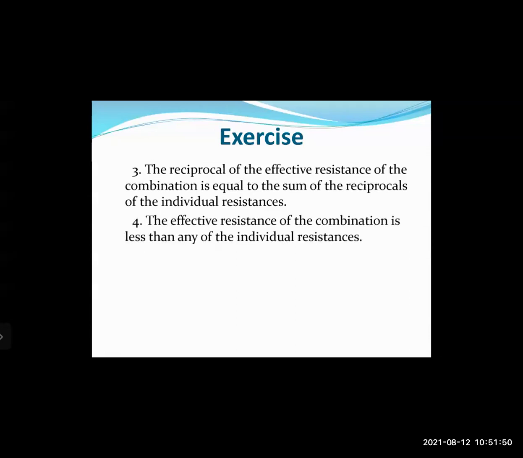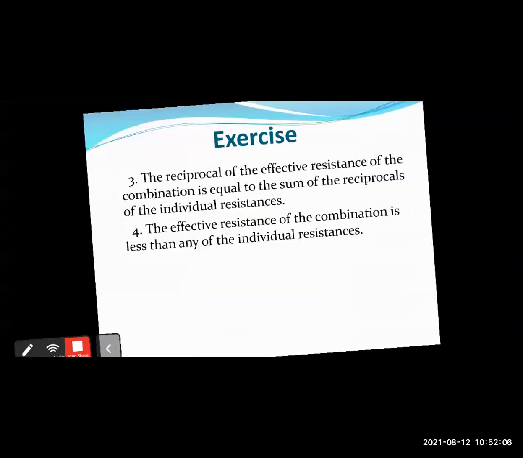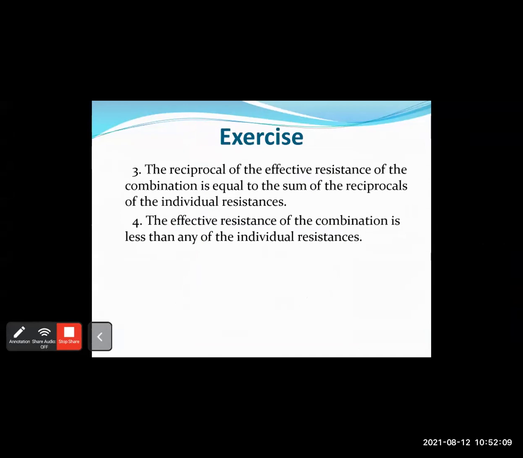The effective resistance of the combination is less than any one of the individual resistances. Yes, in the previous class, we had solved specific numericals also for this. Say, for example, if you have two resistances of 15 ohms and 20 ohms, and you connect them in a parallel combination, in that case, the effective resistance will be less than the least resistance. So if we have a 15 ohm and a 20 ohm resistor, then the effective resistance will be less than the least. In this case, the least resistance is 15 ohms. So the effective resistance will be less than 15 ohms.